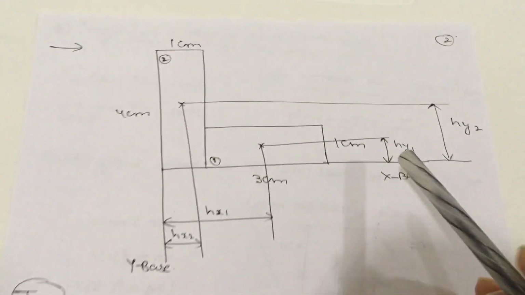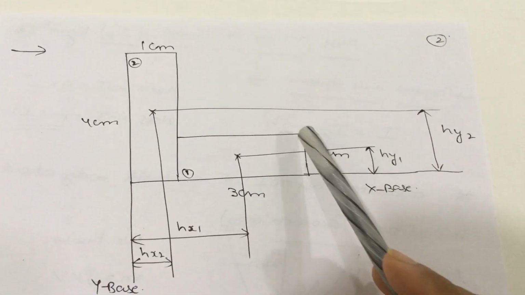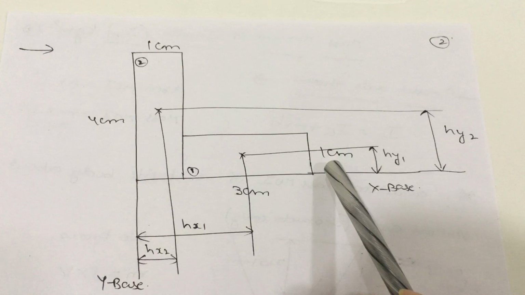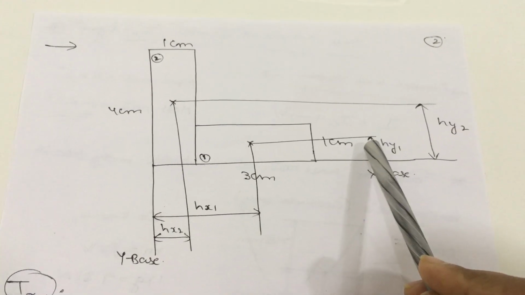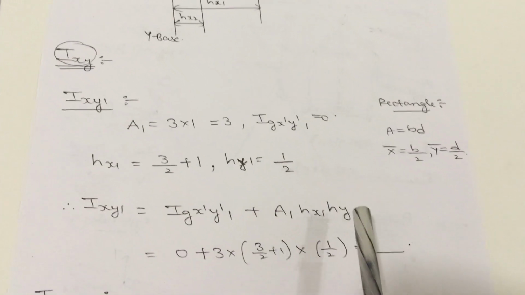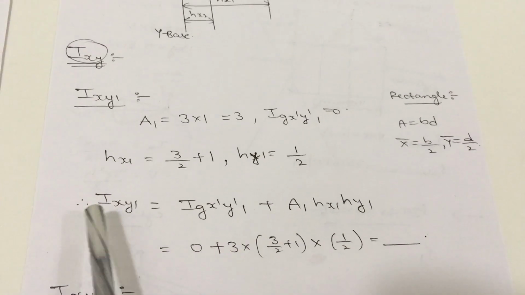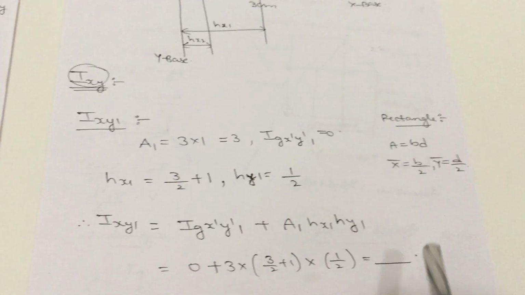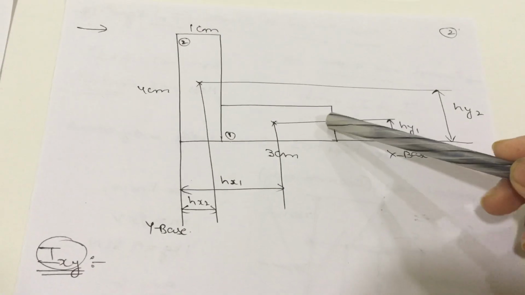Next, hy1. hy1 is nothing but here. Complete depth value is 1 centimeter. So half of the distance according to the formula. So 1 by 2. Next, substitute all these values in the parallel axis theorem. You will get the ixy1, that is nothing but the product of inertia for the first section.